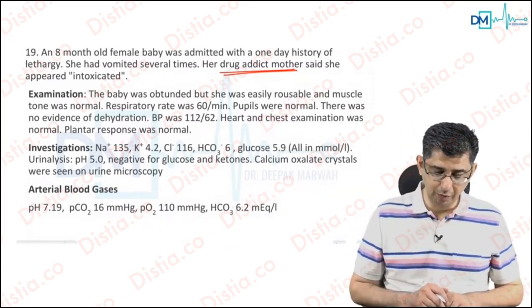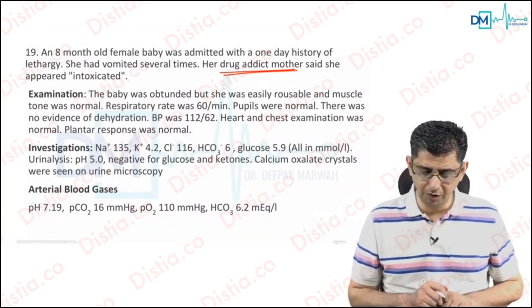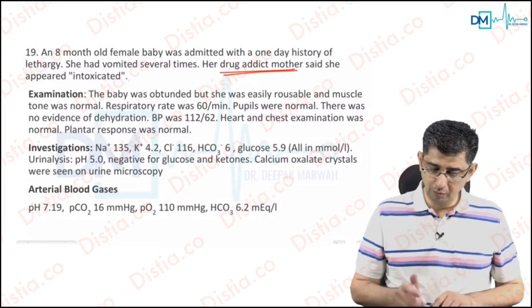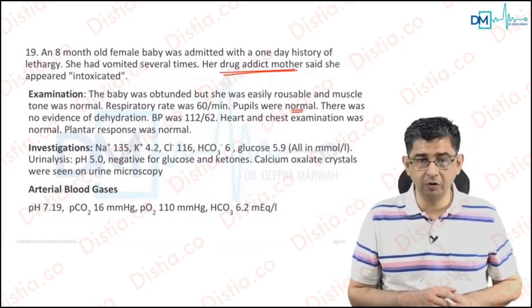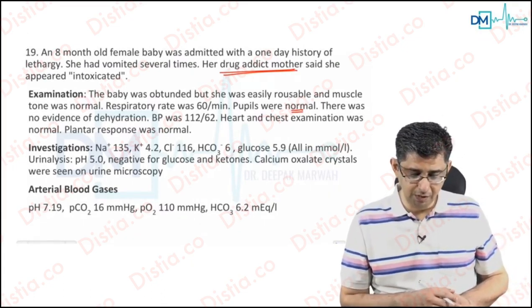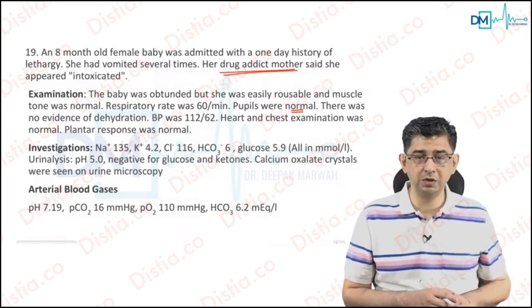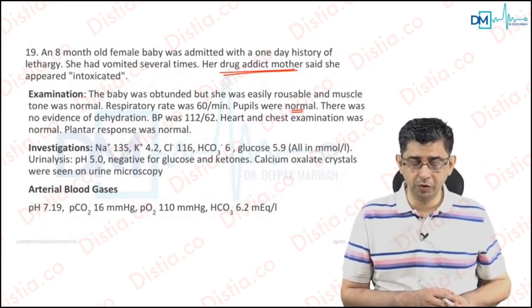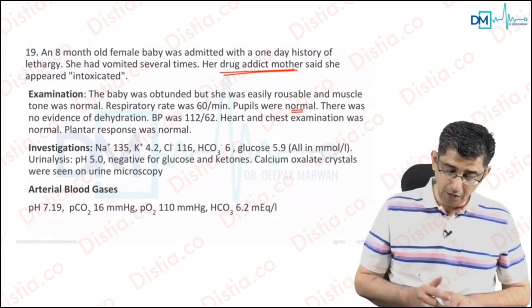Muscle tone is normal. Respiratory rate is 60, a little faster for a child of that age. I would think it to be in the 40s. Pupils are normal, so there are no opioids that we are talking about. There is no evidence of dehydration, that's good. Blood pressure is fine. Heart and chest examination is normal. Plantars are normal. So the good news is that the baby is having only tachypnea. Though pupils are normal, that means at least the CNS part is not depressed in this child.